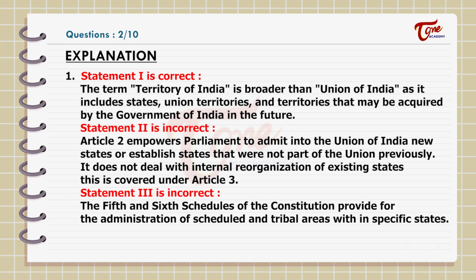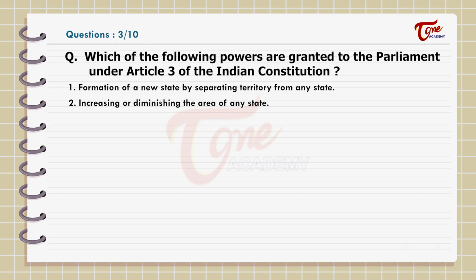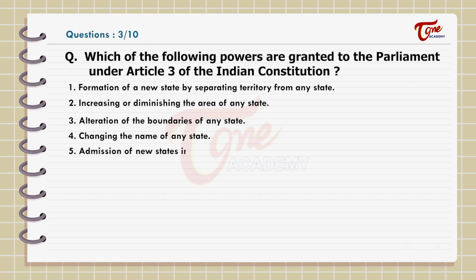Which of the following powers are granted to the Parliament under Article 3 of the Indian Constitution? Statement 1. Formation of a new state by separating territory from any state. Statement 2. Increasing or diminishing the area of any state. Statement 3. Alteration of the boundaries of any state. Statement 4. Changing the name of any state. Statement 5. Admission of new states into the Union of India. Select the correct answer using the codes given below.